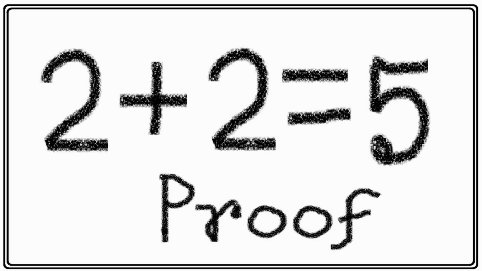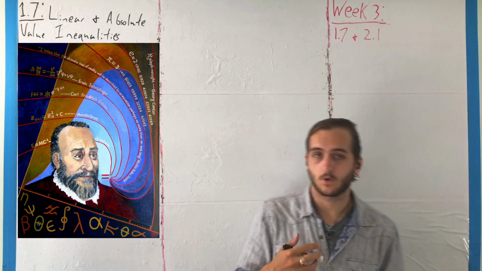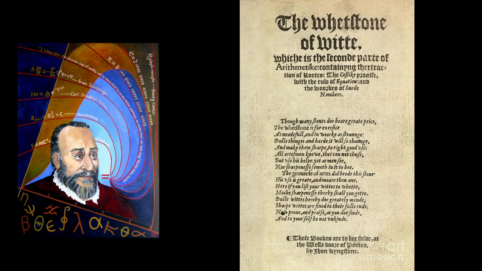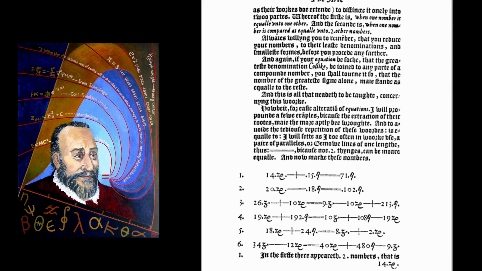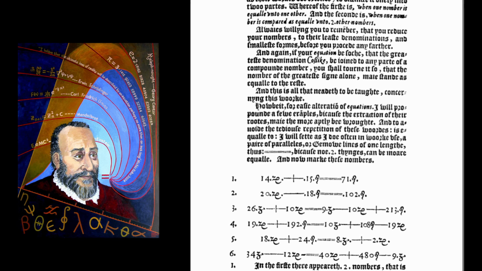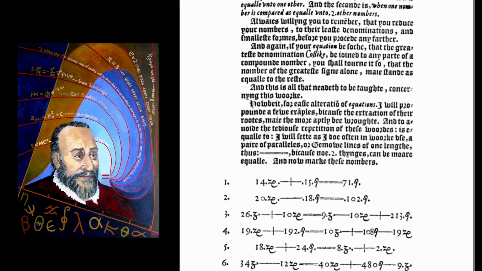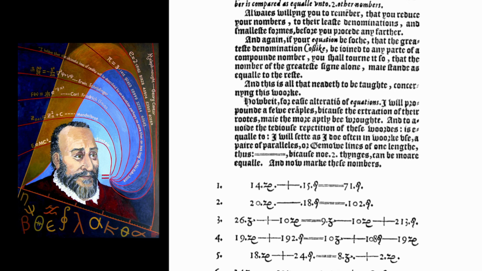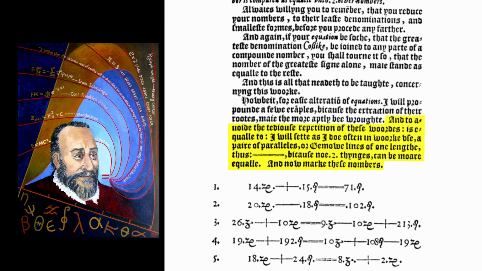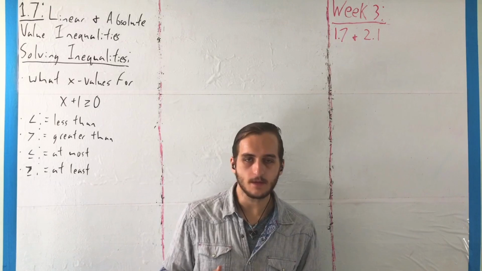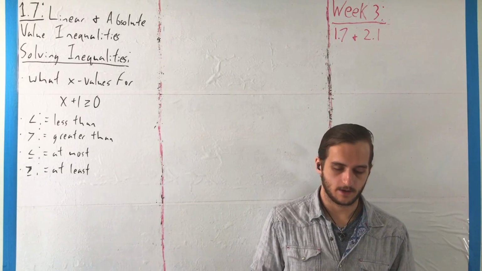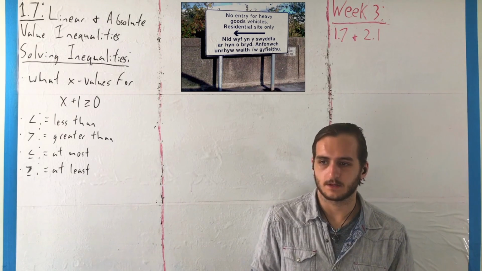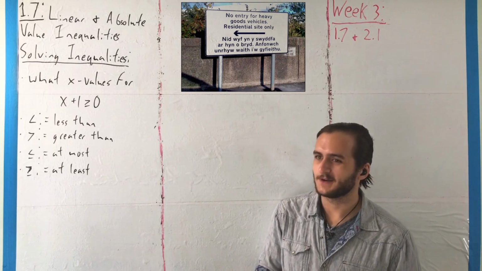The notation that we use with the two bars comes from the Welsh mathematician Robert Recorde, in particular his work The Whetstone of Wit, where what he said was, "And to avoid the tedious repetition of these words, 'is equal to,' I will set, as I do often in work use, a pair of parallels, or twin lines of one length, thus, because no two things can be more equal." And I'm sorry if I offended anyone watching this who is of a Welsh background, but obviously the wording is a little bit different from our modern English.